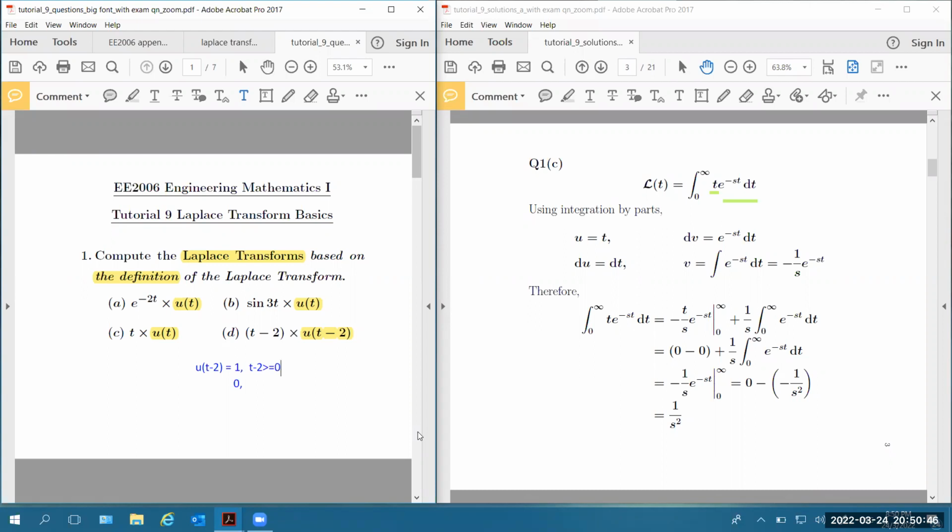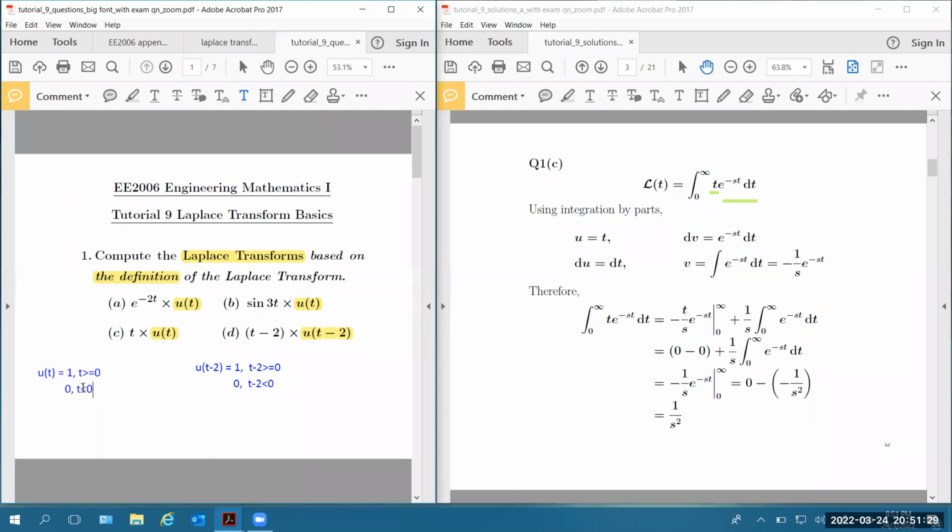All right, is it okay? I'm not sure whether you are okay or not. And it is 0 when your t minus 2 is less than 0. Now why do we have this? Because this is what we know. u(t), as I say, only takes two values, 1 or 0. It is 1 if t, the argument, is greater or equal to 0, and it is 0 if your t is below 0. This one we should know. This is the meaning of u(t), the unit step function.